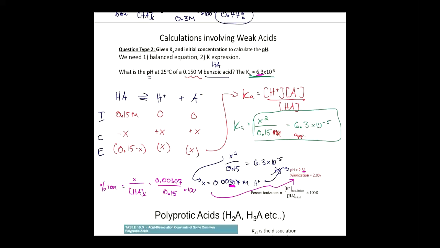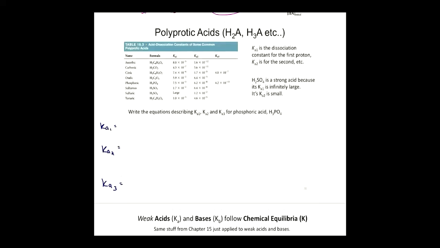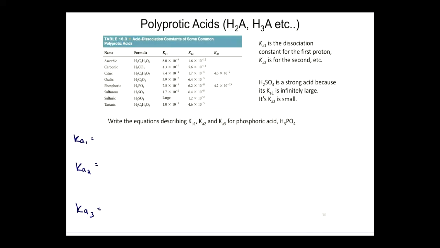These 3 questions all looked at what's called a monoprotic acid. Monoprotic means there's only one proton to donate. So now we'll look at polyprotic acid. Polyprotic acids are acids that have more than one proton that can be donated.